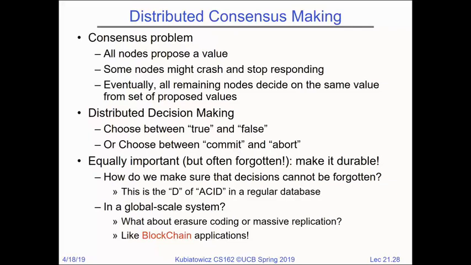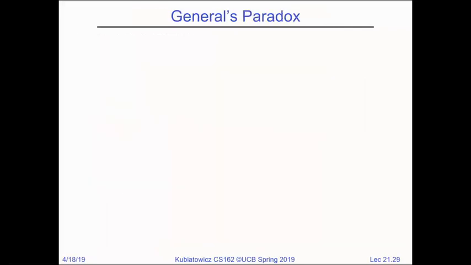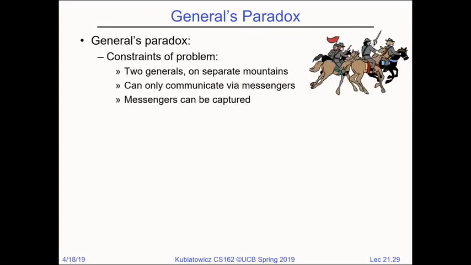So let's start with a pretty simple idea here called the general's paradox, which is as follows. The general's paradox involves generals, and the constraints of the problem is that there's two generals and they're on separate mountains. They can only communicate via messengers. See, these are the messengers. They're on horses. And the messengers can get captured. So that is a lossy network. Okay?